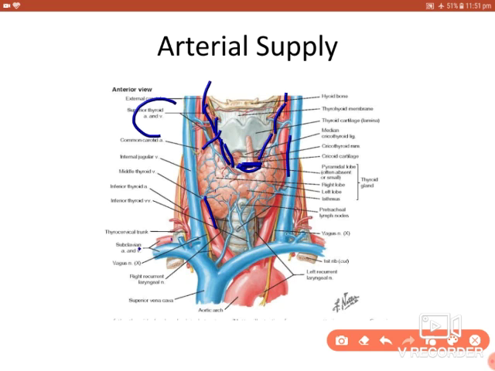This one is the subclavian artery. From one of the branches of the subclavian, this is the thyrocervical trunk. From there, this inferior thyroid artery is coming. See this inferior thyroid artery. It is going from the base to the posterior aspect of this thyroid gland. It's going towards the posterior aspect, this inferior thyroid artery.